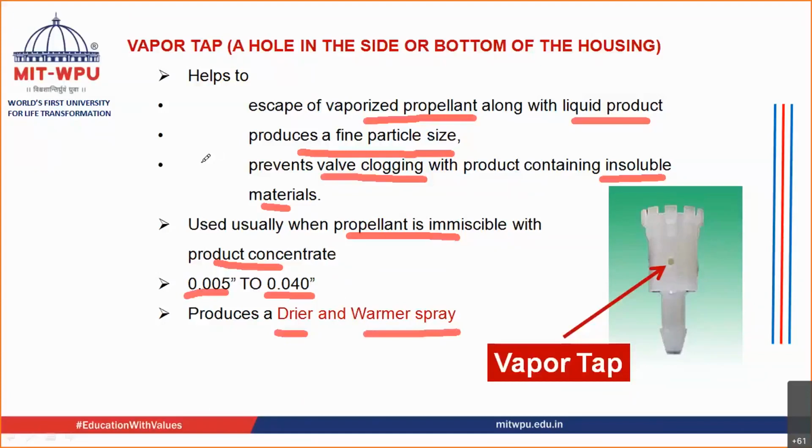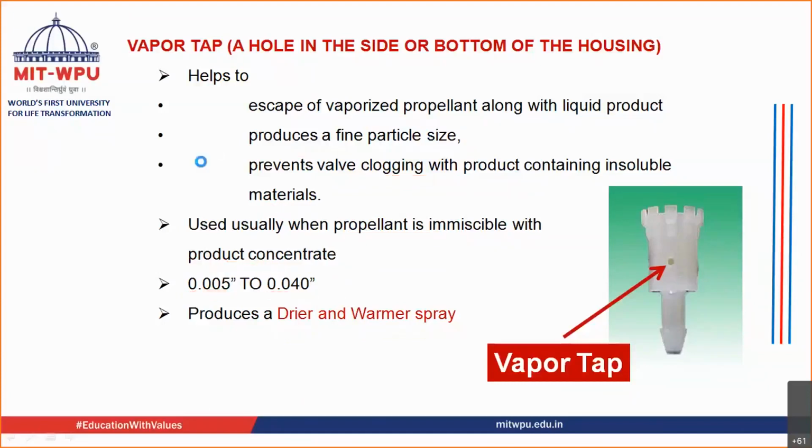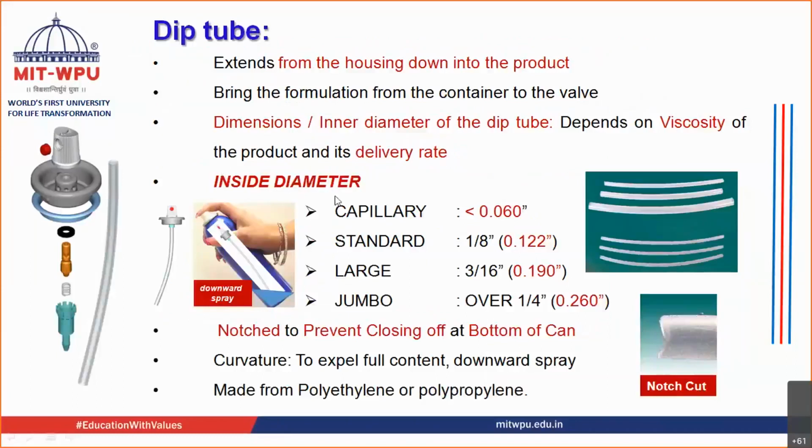So this is all about the housing. Let us move to the next and last part of your valve. The last part of the valve is your dip tube. A dip tube starts right from your housing, so it is attached over here, and it goes down up to the product. It starts from the housing, enters inside the product, and goes deep down to the bottom of the container. What does it help to do?